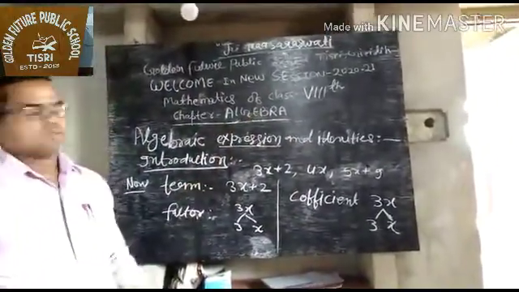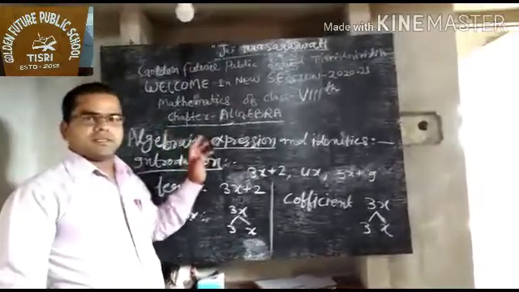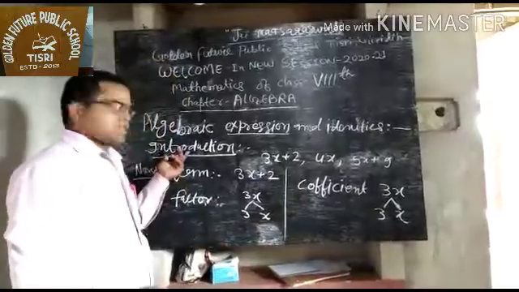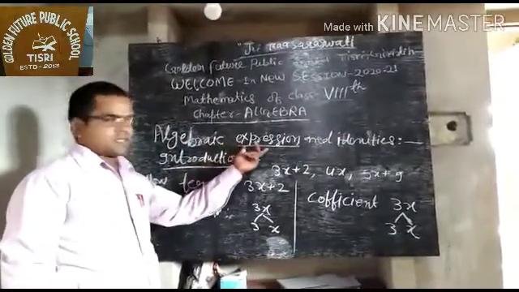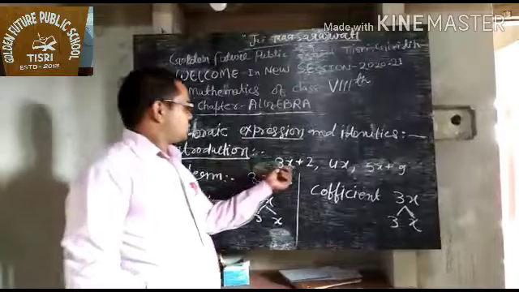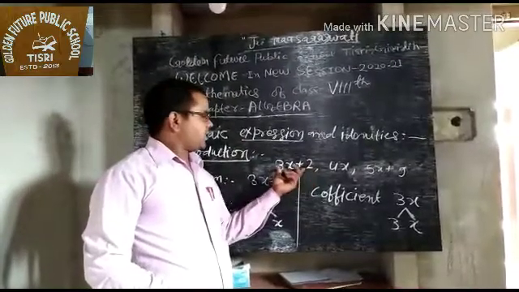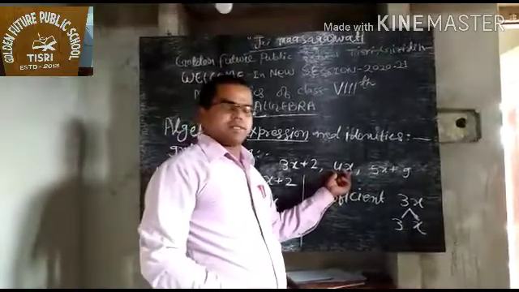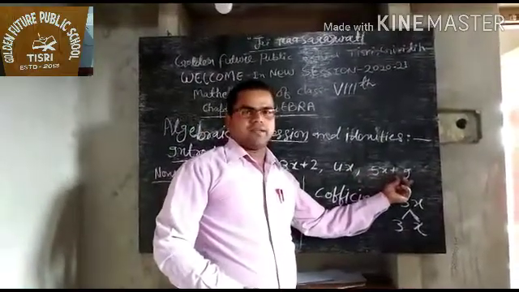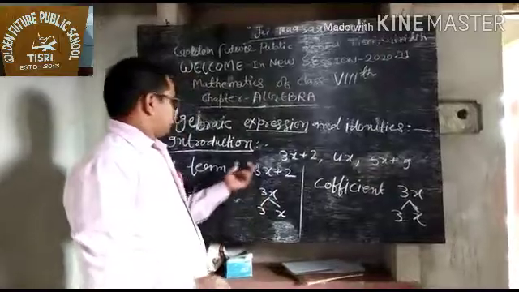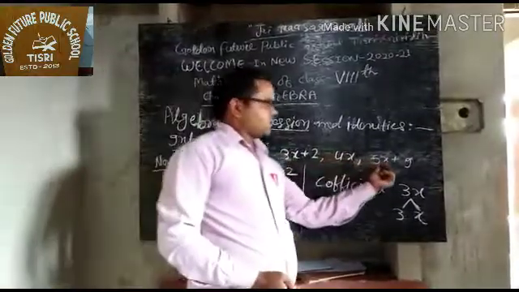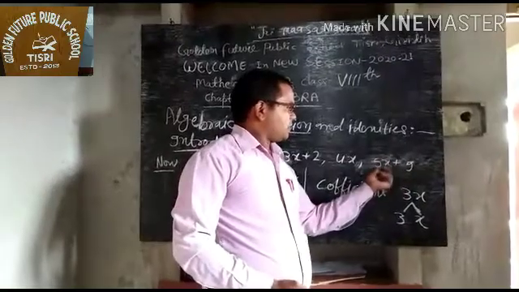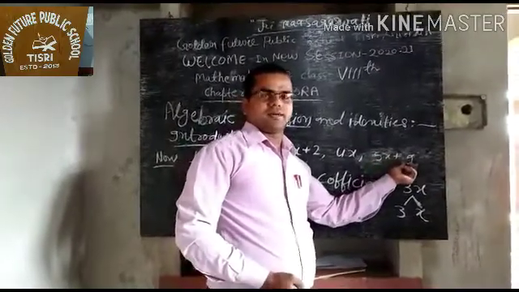Okay, and we have started a new chapter, algebraic expressions and identities. At first, we introduce what is an expression. 3x plus 2 is an expression, and 4x is another expression, and 4x plus 9 is another expression. In 5x plus 9, 5x we say is a term and 9 is a term.